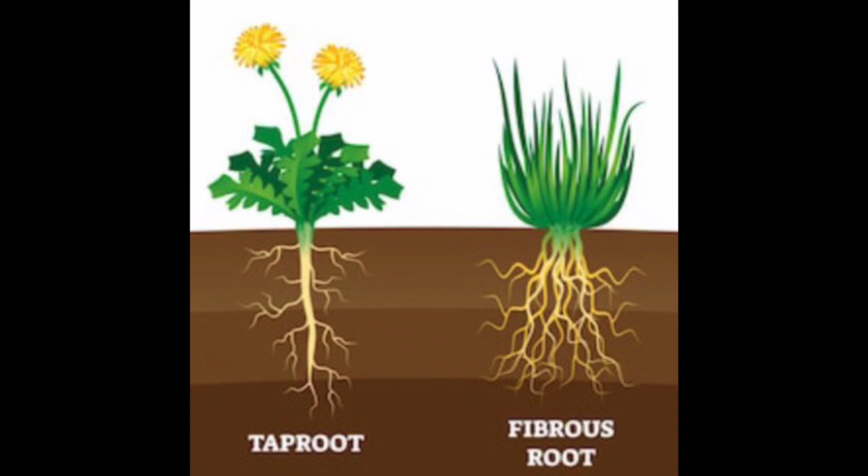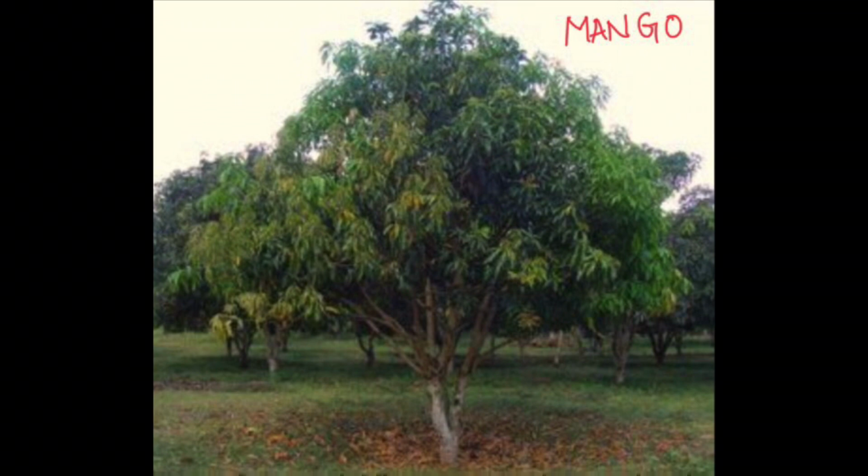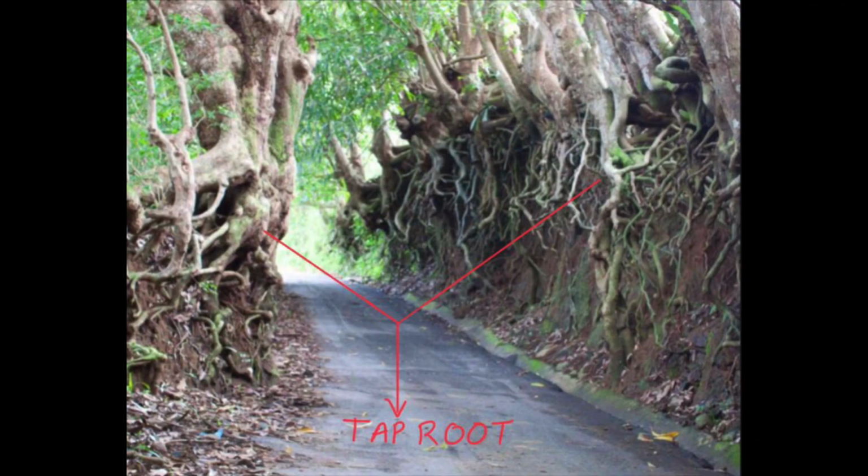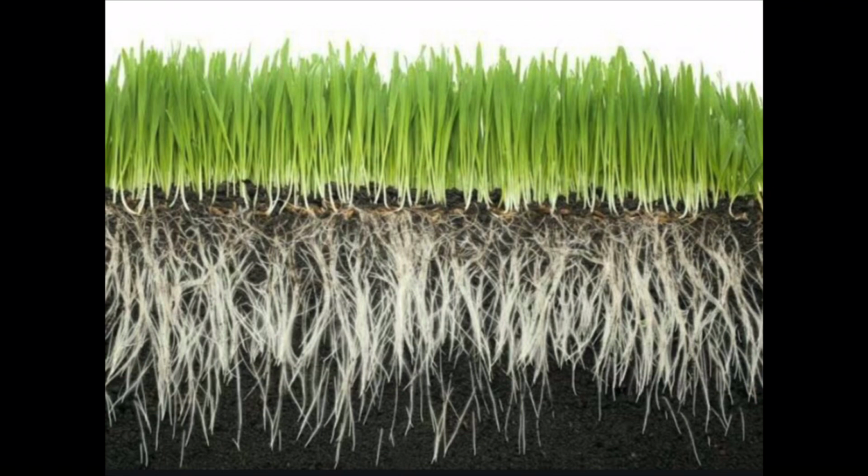These taproots we find in big trees, like mango trees or neem trees. Why? Because they are very strong. They can go deep into the soil. That's why the trees are able to live for so many years.